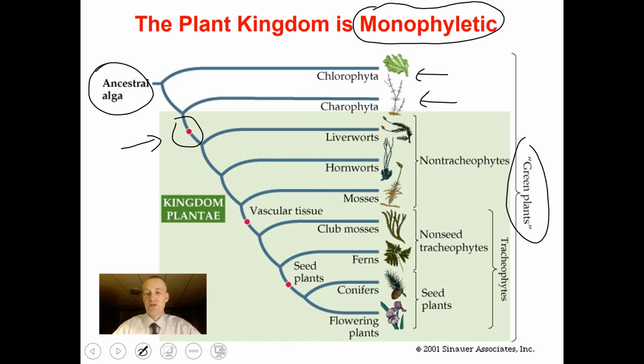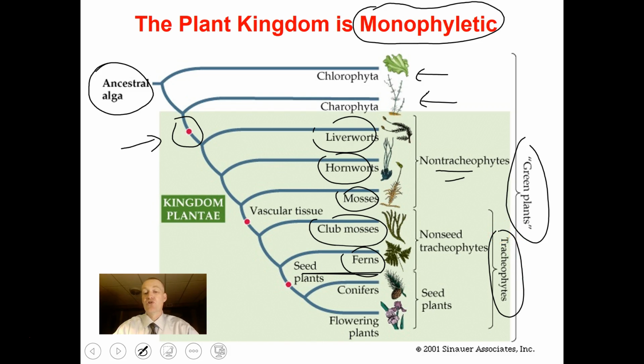So the plants we're going to be talking about today are the liverworts, the hornworts, and the mosses. These have different kinds of names. Some people call them non-tracheophytes because they don't have vascular tissue. Tracheids is a name we use for vascular tissue. We'll also talk a little bit about club mosses and ferns, and those are considered tracheophytes because they do have vascular tissue, but they're non-seed tracheophytes. They don't produce seeds, but they do have vascular tissue. And then in another lecture, we'll do seed plants. We'll do the conifers and the flowering plants and finish up the plant kingdom.